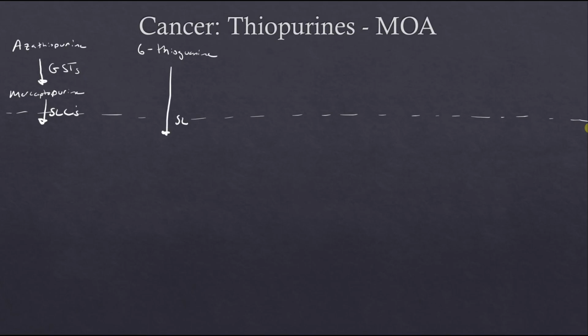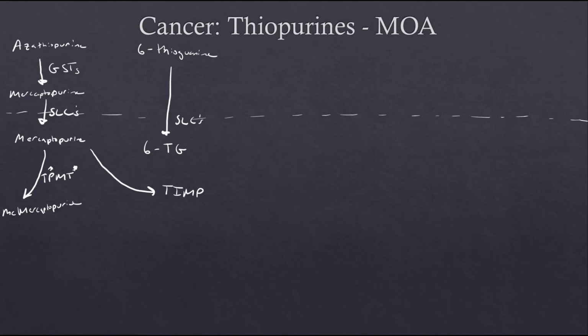So we can see they've come into the cell now, mercaptopurine and 6-thioguanine. Mercaptopurine is metabolized in 2 different paths. One path is by the thiopurine methyltransferase, which is one of the genes that we'll be talking about in this CPIC guideline, into methylmercaptopurine. And the other pathway is into thioinosine monophosphate. Thioinosine monophosphate is then further metabolized.